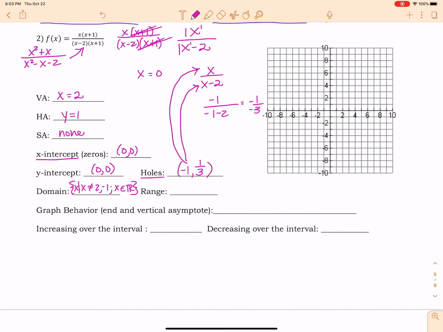All right, once we get all of that information, we're ready to graph this, all right? Because remember, we're going to get the other stuff, the range, the graph behavior, and the increasing, decreasing off of the graph. We're going to physically read it.